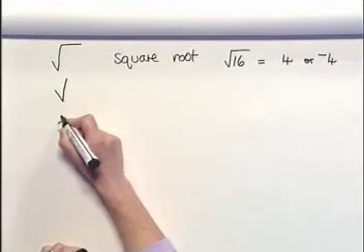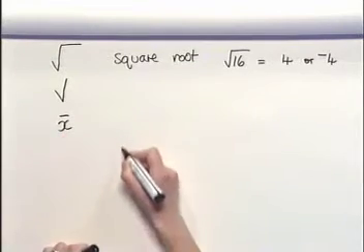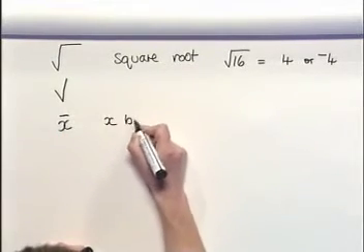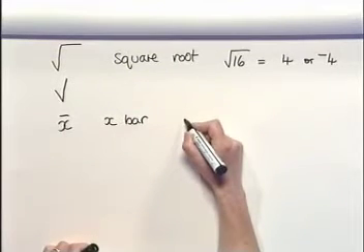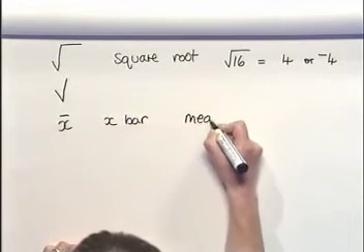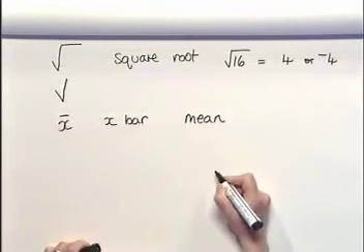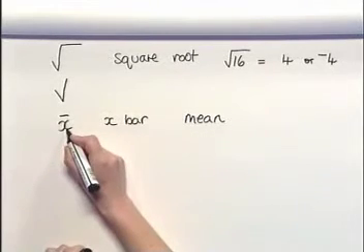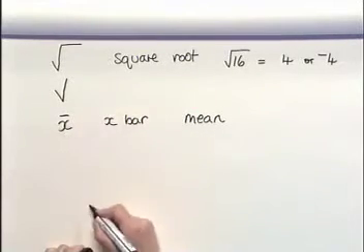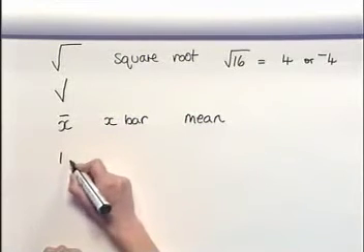Another symbol that's used is an X with a bar across the top, and it's said X bar, and it means the mean. So it's the mean of a set of numbers. Instead of writing the word mean, we write X bar.